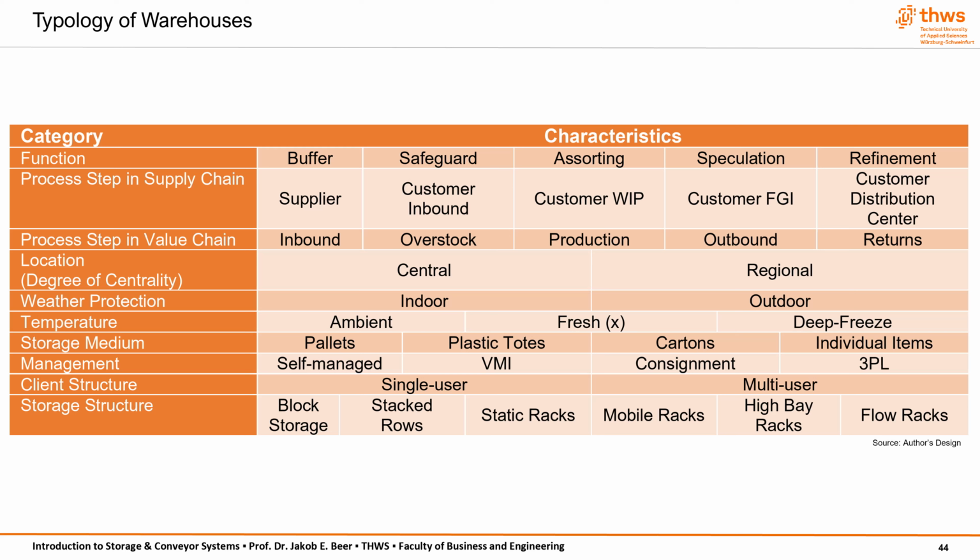Cartons, usually corrugated cardboard boxes, are common in manual picking and e-commerce. They are lightweight and cheap, but less durable. In some environments, items are stored and picked individually. For example, in spare parts warehouses or pharmaceutical logistics, where each blister pack or component is treated as a separate unit. Now we come to the topic of management.